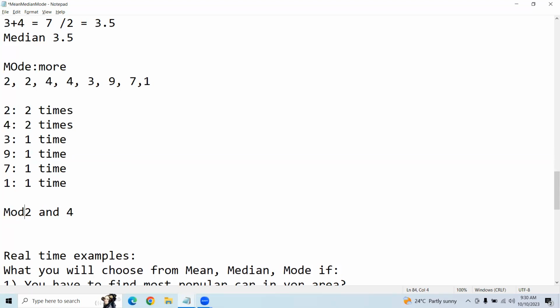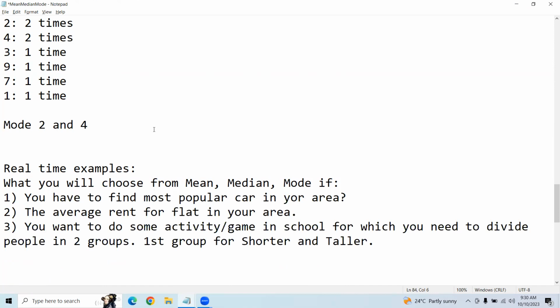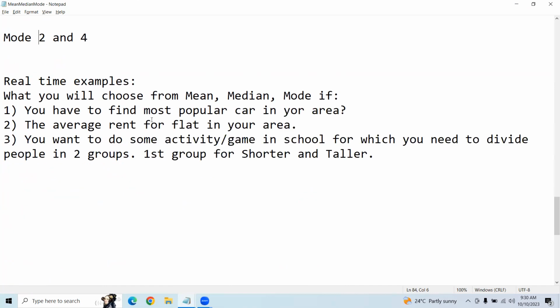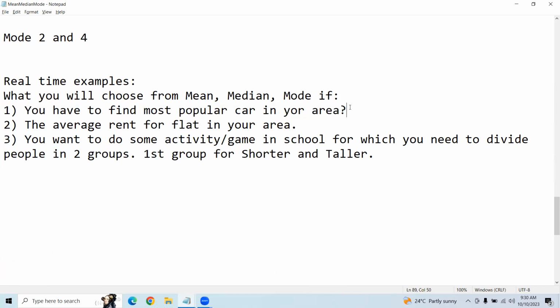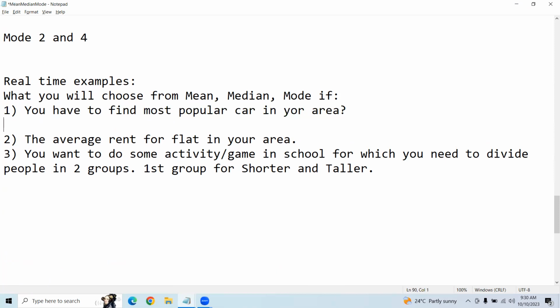So let's look at some real-time examples where we use this mean, median, mode. You can just think of what you are going to find in the cases below. Let's say you have to find the most popular car in your area. So will you go for median, mode, or mean? You have to find the most popular car. So basically you will write down whatever car names you have in your area, and then you will count which are being used by more people. If more people are using it, what should you find? You have to find the mode for it.